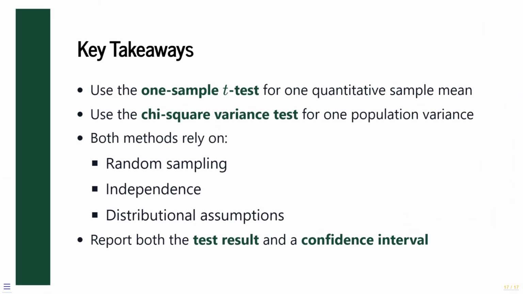The main takeaways are that the one-sample t-test is for a single population mean, the chi-square method is for a single population variance, and both methods should be paired with a confidence interval, as well as a hypothesis test conclusion.